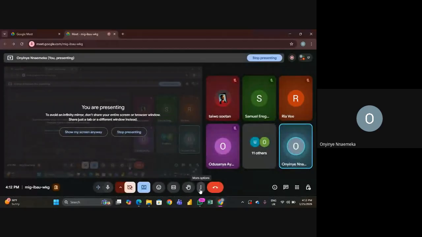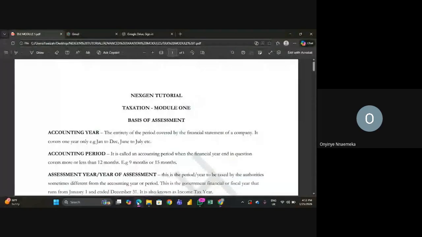All right, so let's go back. We're going to be starting from the beginning, and we'll try to at least finish this today, because we should have done it since last week and we could not complete it. So yes, basis of assessment, right?